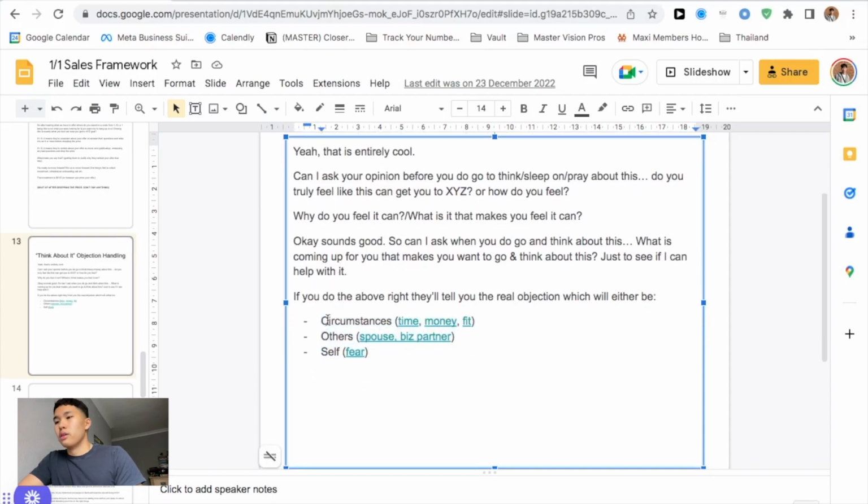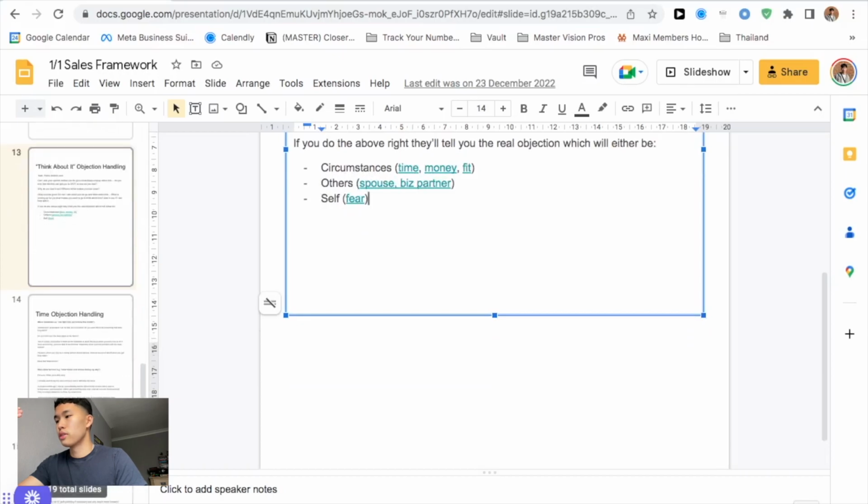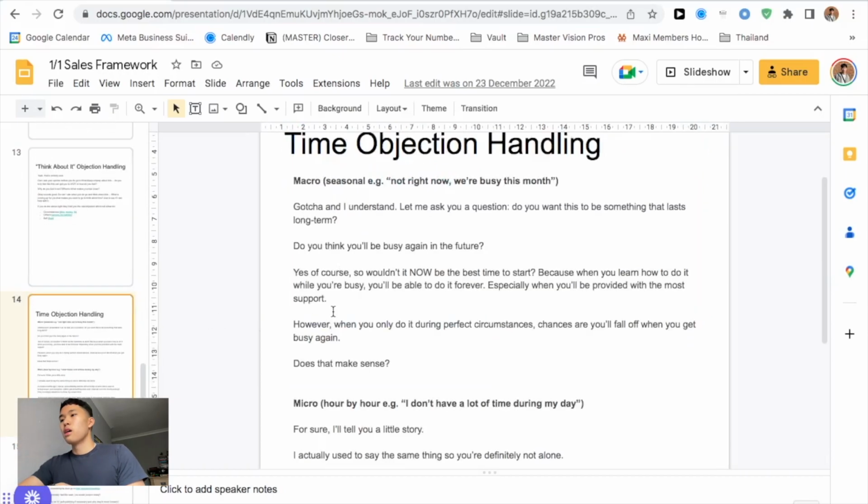So now we land here. We either get a circumstantial objection, so either time, money, or fit. We get an others objection, which is spouse or business partner, and then we get self, which is fear. So let's start with time. Let's go in order. Okay, buckle up, guys.